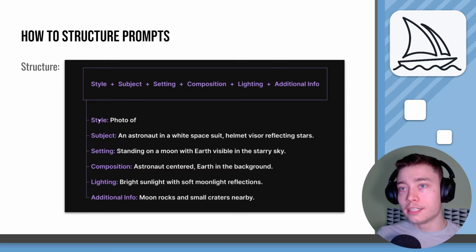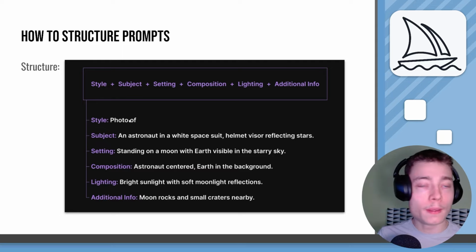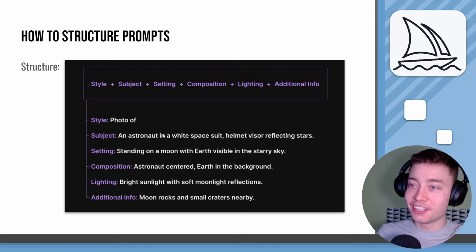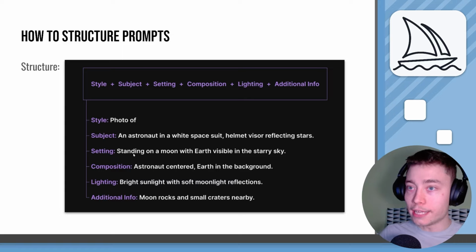So style, this is meant of what kind of medium it is. So photo of, or maybe painting of, or a sketch of. Then second most impact is subject. So obviously what you want shown, an astronaut in a white spacesuit or a green flying cat on a cloud. Setting, so describe the environment. Standing on a moon with Earth visible in the starry sky.